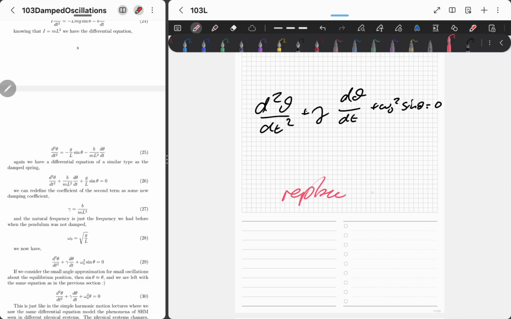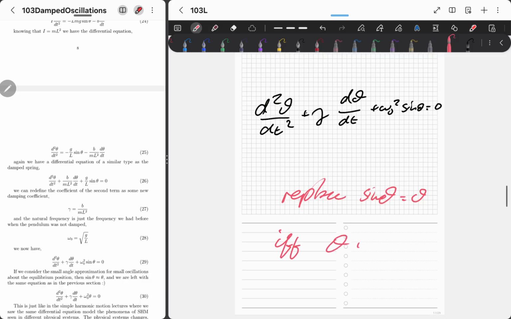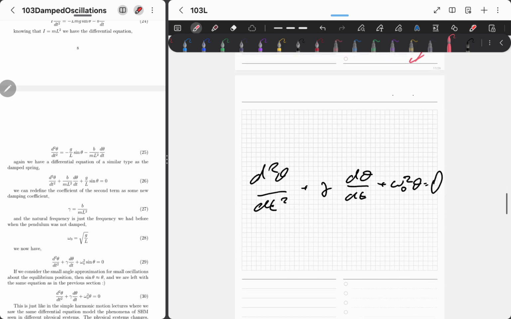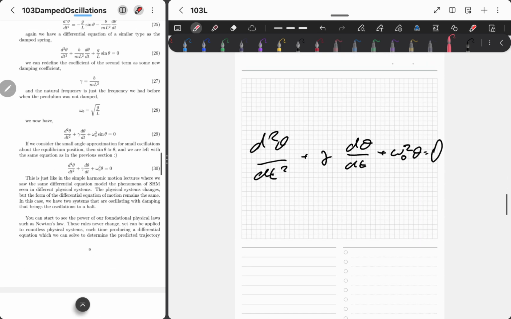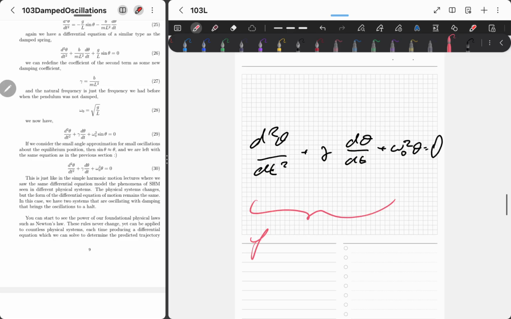We use the small angle approximation. We get the damped oscillator equation of motion exactly like for the spring model. From here, all the same rationale applies. We could have light damping, heavy damping, critical damping, the same forms of the solutions. It's just the same mathematical model, just with a different physical interpretation. Okay, so this is the damped oscillator, just like the damped spring model.